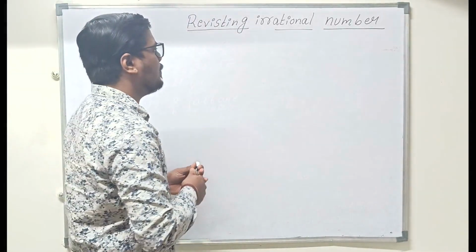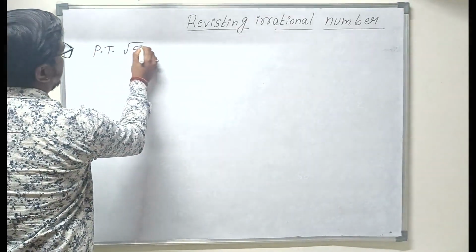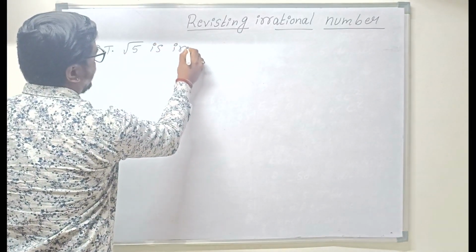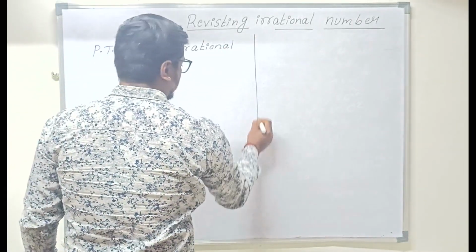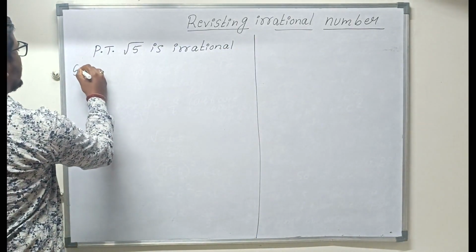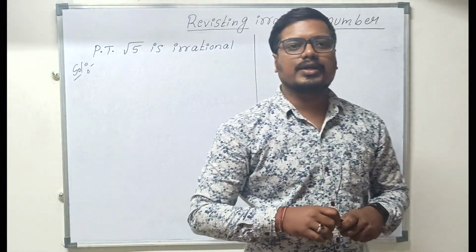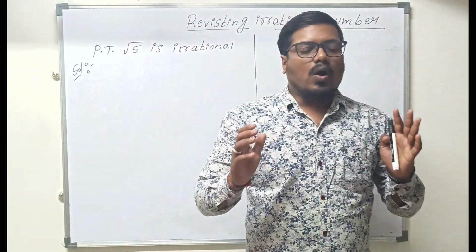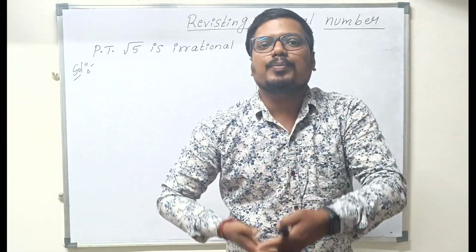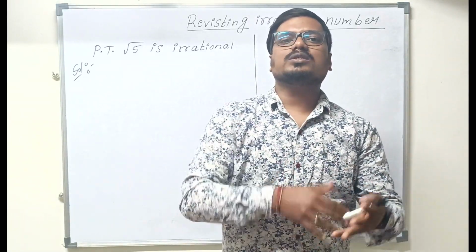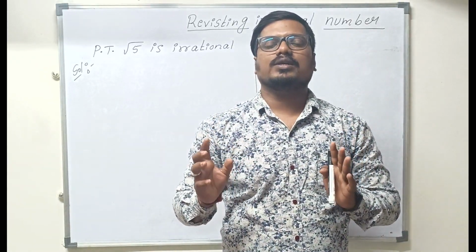Let us take one example here. Prove that root 5 is irrational. If they ask a question like this, how do we prove root 5 is irrational? I am going to use a method called the contradiction method. What exactly is the meaning of the contradiction method? We take a statement and use it to prove another statement. The proven statement used to prove the other statement is nothing but contradiction.